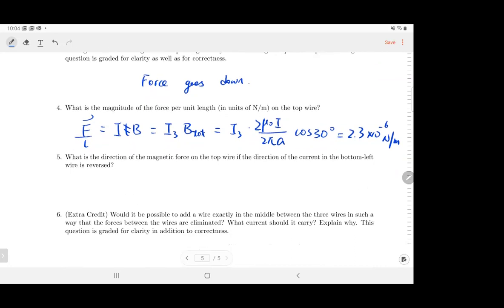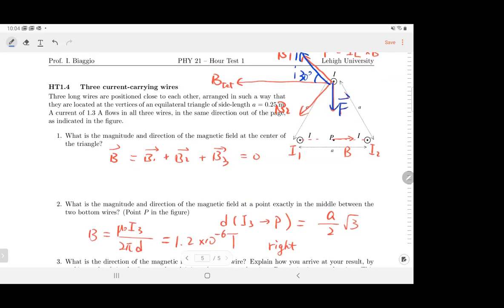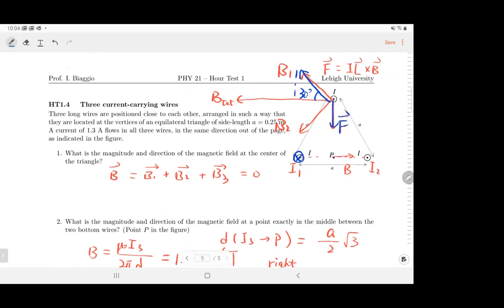And number five, what's the direction of the magnetic force on the top wire if the direction of the current in the bottom left is reversed? So this becomes into the page. That means the magnetic field B1 is going to turn in this way. Because I reversed, the magnetic field generated by I1 reverses. So B1 goes to the right down, and the total magnetic field goes down. Then for the force, we are using the same relation from I to B. So my thumb goes right. Force goes right.